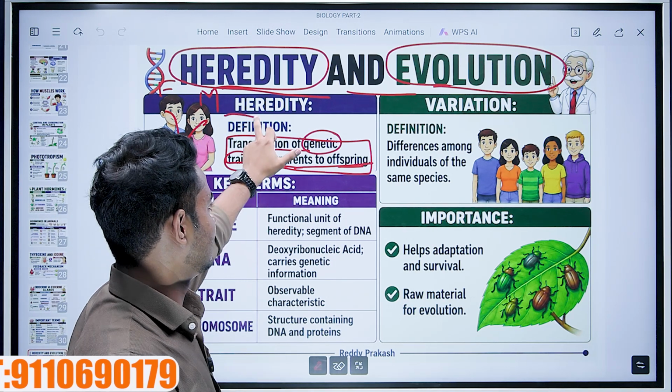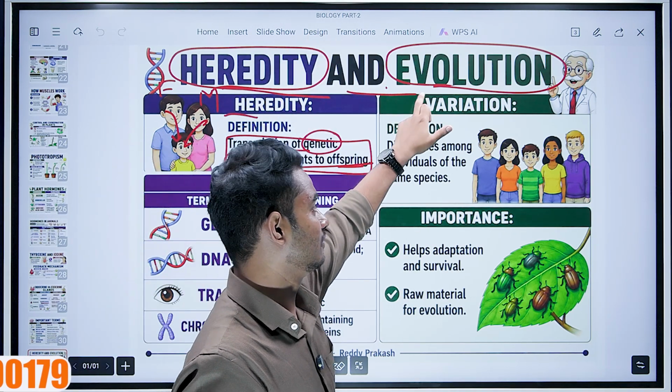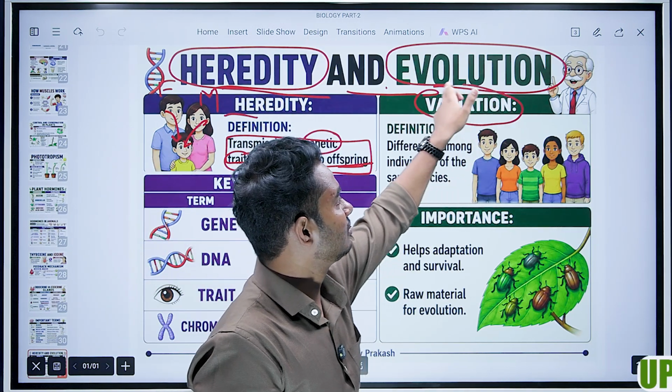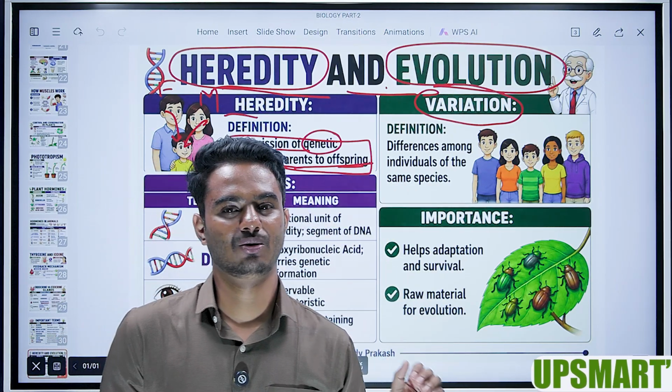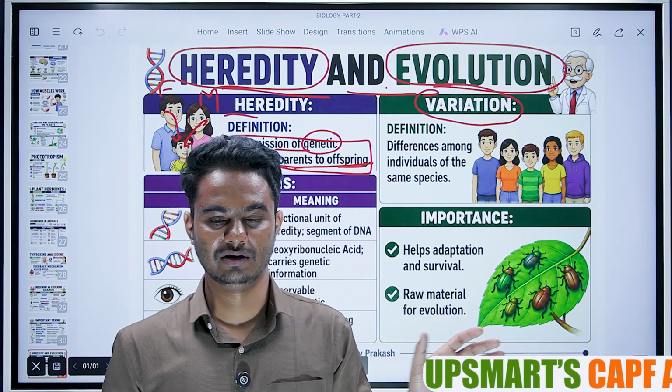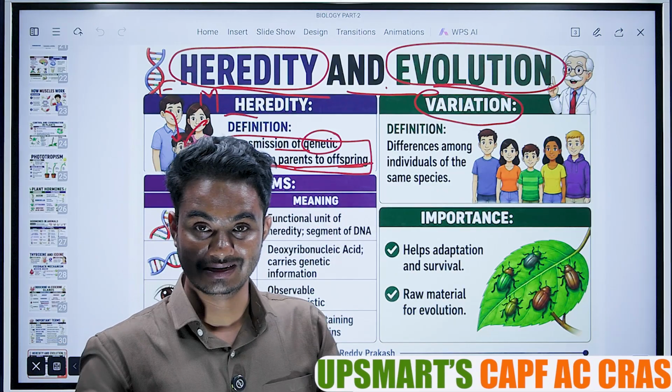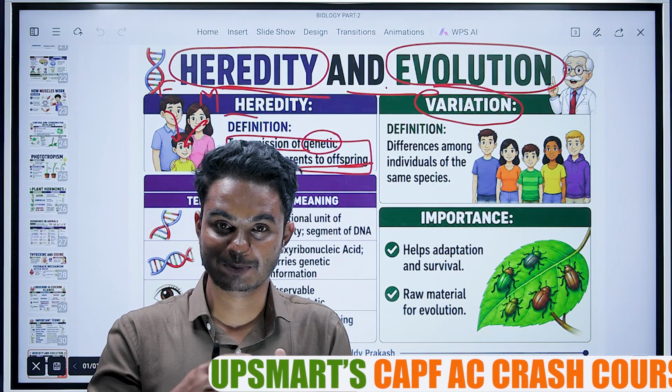So this is heredity, sir. This is evolution, sir. Then what is variation, sir? Variation also similar only, sir, but I don't know exactly. I think somehow it is related. Variation refers to the difference between the same species.